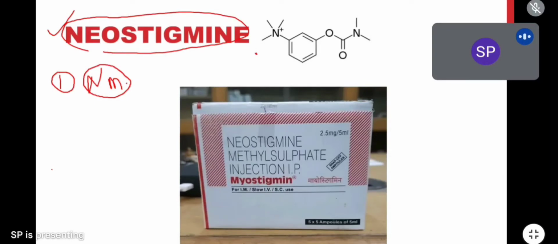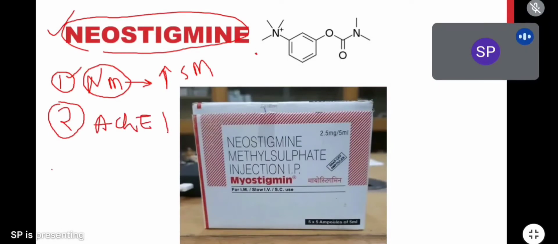Now tell me, what happens if the NM receptor is activated? What happens if the NM receptor is stimulated? Very good. It increases the contraction of skeletal muscles. At the muscle end plate, when acetylcholine activity increases, that means skeletal muscle contraction will be increased. So this is one direct action. And number two, neostigmine will inhibit the acetylcholinesterase enzyme, AChE, and through that it will increase the acetylcholine concentration in all other places. Through that also it will increase the muscarinic and nicotinic actions.